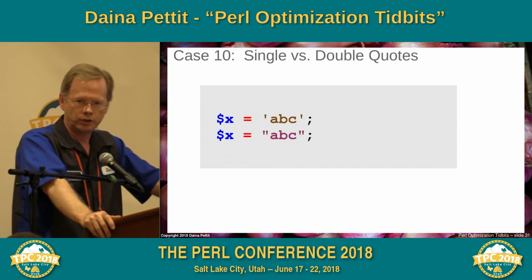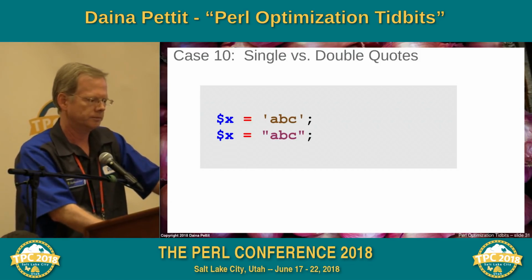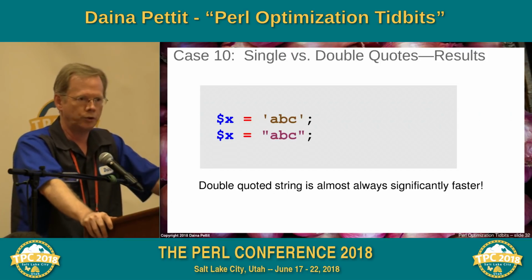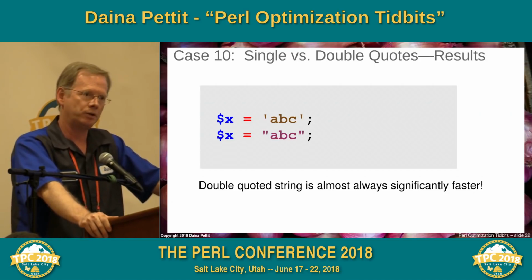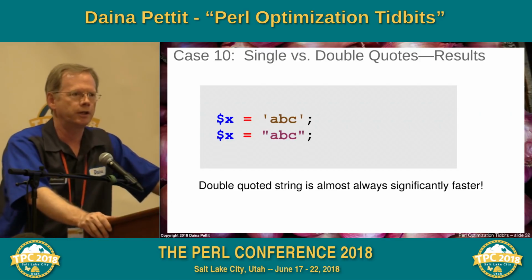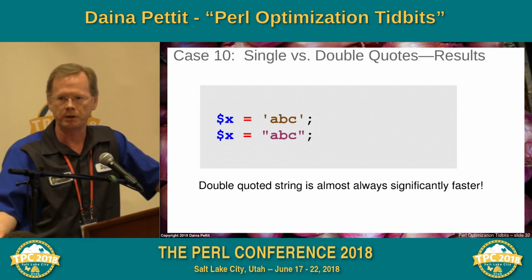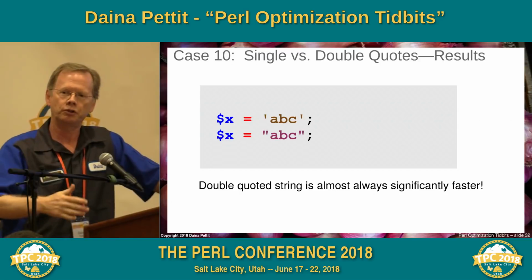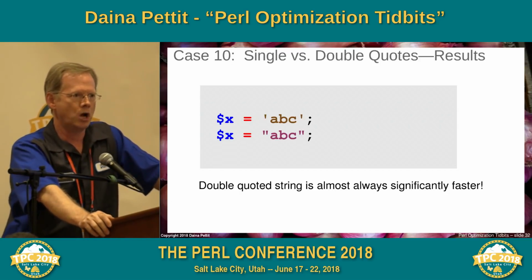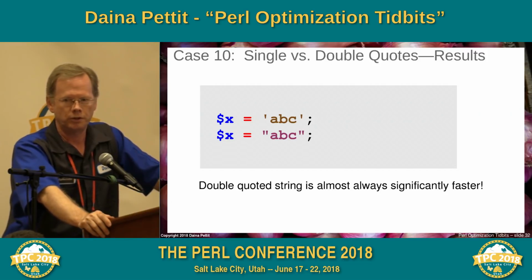Comparing double-quoted versus single-quoted strings. With no interpolation going on inside the strings, the double-quoted string is almost always significantly faster. So if you have a choice between using single and double quotes, you might want to use double quotes all the time. I know there's a philosophy that you always use single quotes unless you know you have interpolation going on. Or the alternate is that you only use single-quoted strings when you know you do not want to interpolate. So this would suggest that we would always want to use the double-quoted strings.